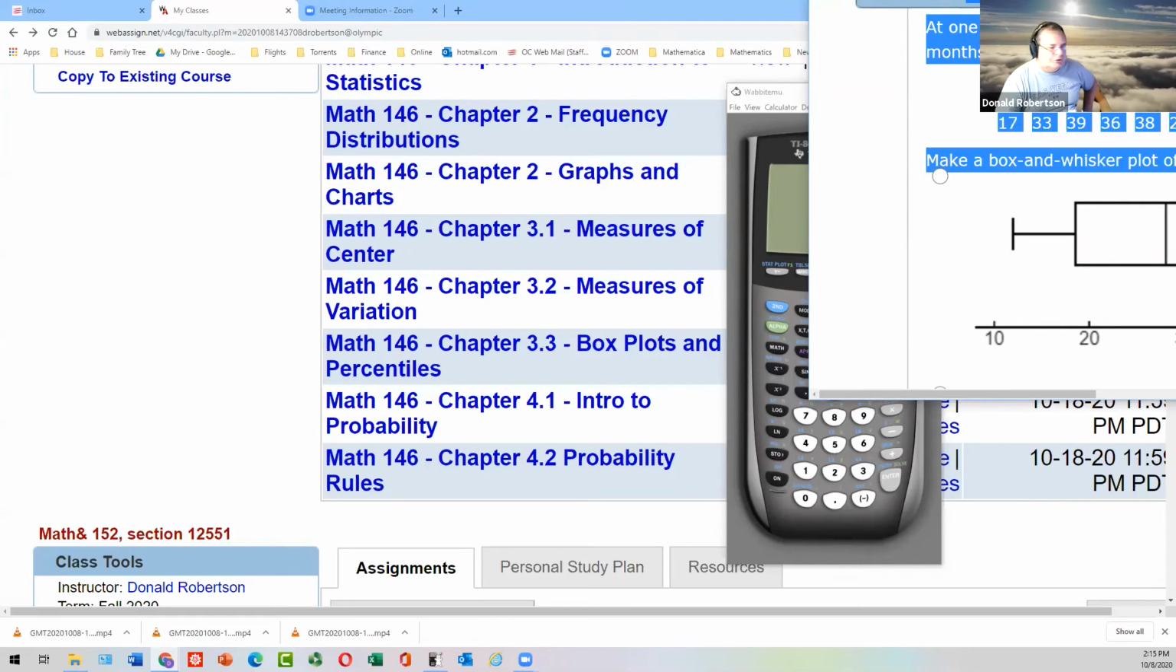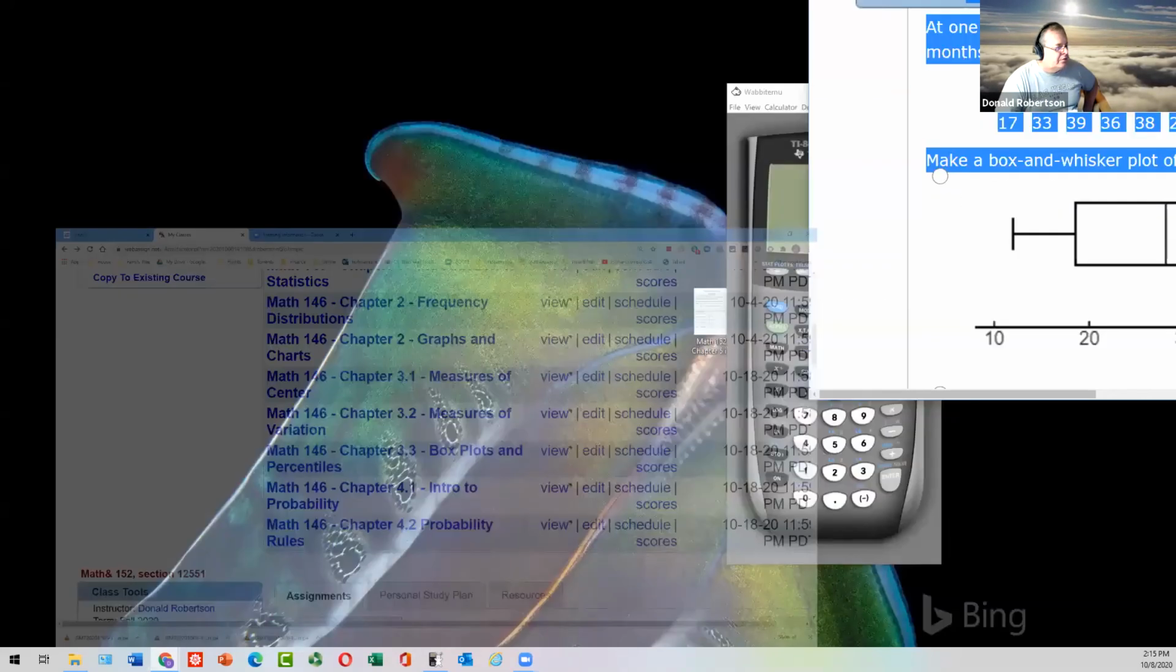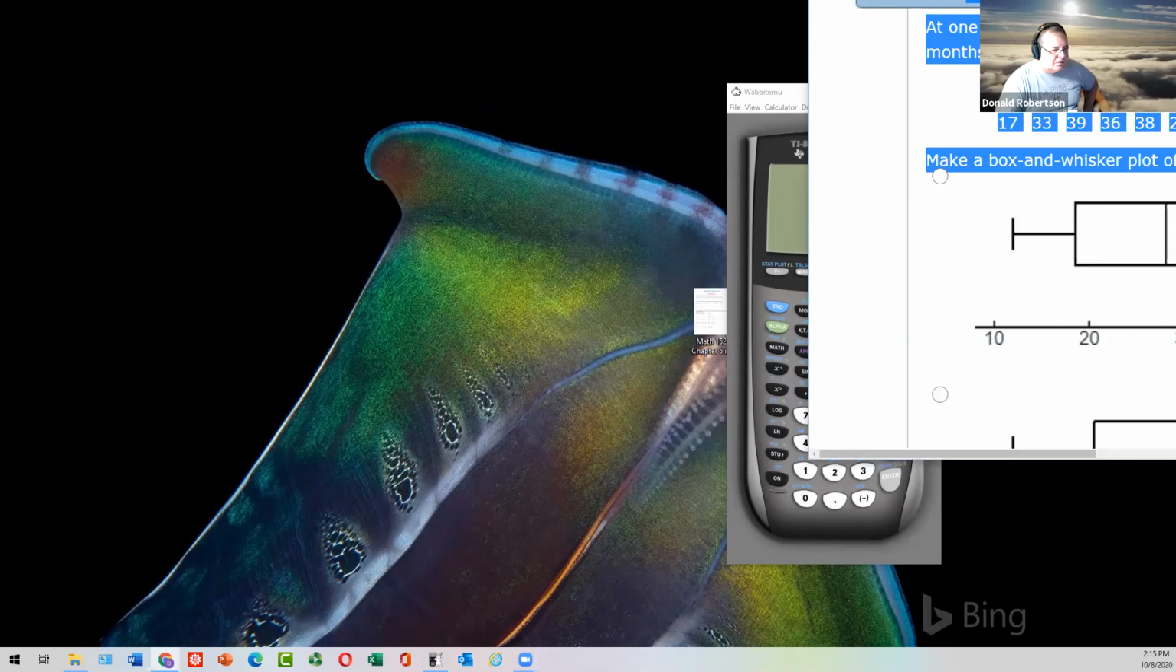Shooting space. Did you notice I did not swear there? Did you see how good I was at not swearing? Although I probably should have. There we go.